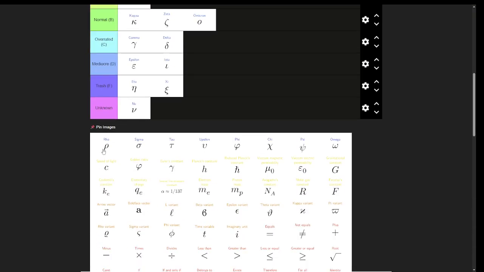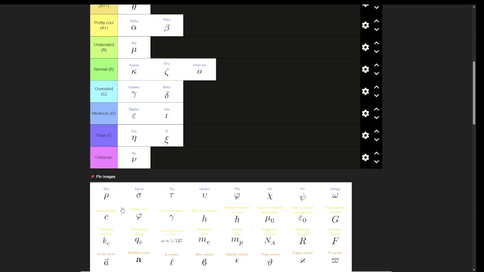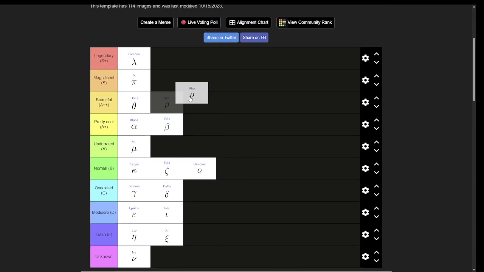Rho. I love Rho. I find that the way I write Rho is so much better. People like to put a little weird stripe at the bottom, but no, I like to just draw a circle, let go, and then put a straight line down. So you can sort of differentiate it from my regular P, which is just one intact line versus a circle and then the line. Rho is so nice, beautiful.